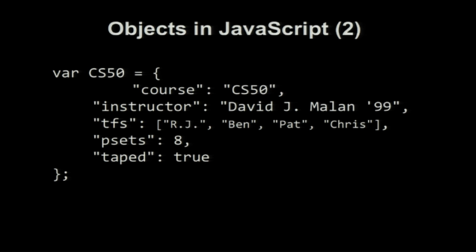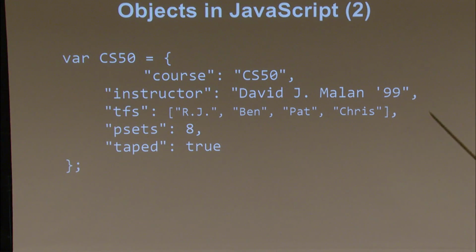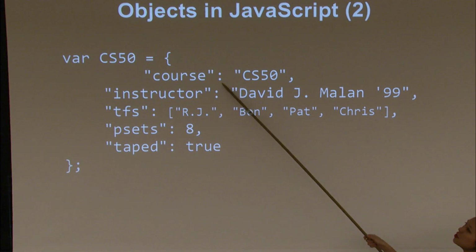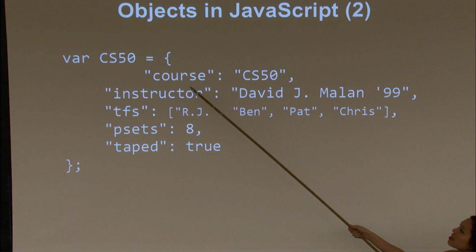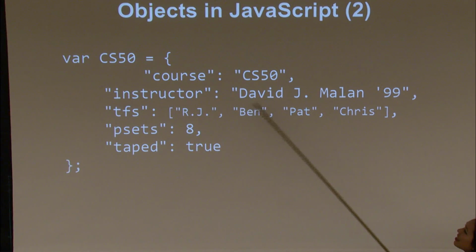Okay, so examples. I love examples. So here's some CS50 variable that is an object, and we store all this information about it. So we have course, instructor, TFs, PSets, and Tate. We notice these are almost all different types, right? So objects can store attributes of different types. We can think of this as very similar to our associative array in PHP: key, value, key, value, key, value, and so on and so forth.